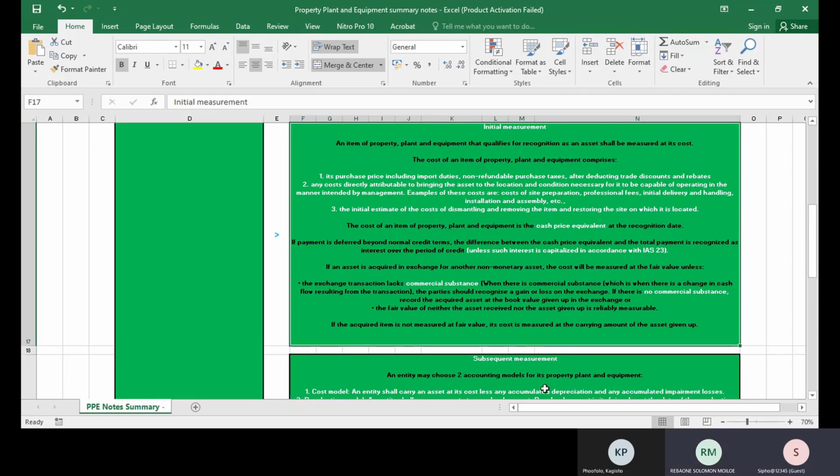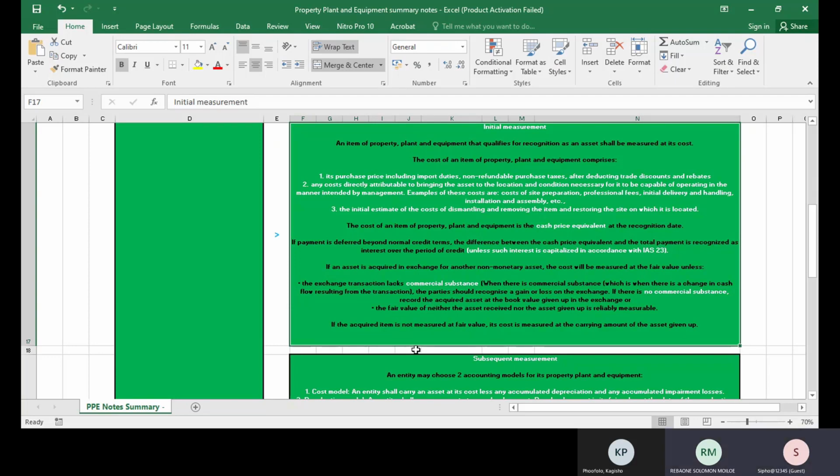I've put this in brackets. This is not in IS 16, but I've just put it in brackets to explain what they mean by commercial substance in IS 16. Commercial substance, they are saying when there is a commercial substance, which is when there is a change in cash flow resulting from the transaction, the parties should recognize a gain or loss on the exchange. If there is no commercial substance, record the acquired asset at the book value given up in the exchange, or the fair value of neither the asset received nor the asset given up is reliably measurable.